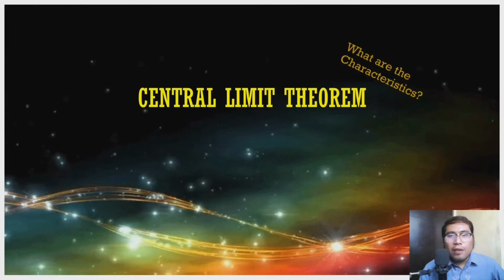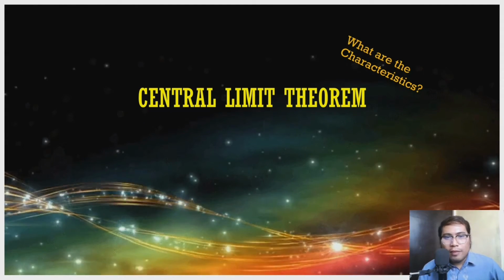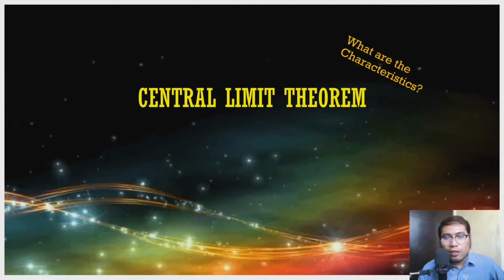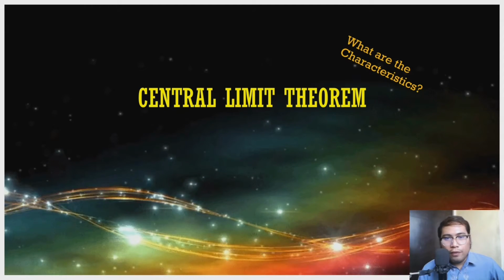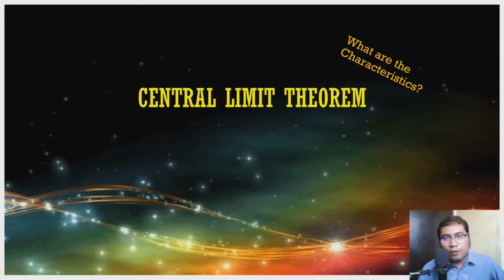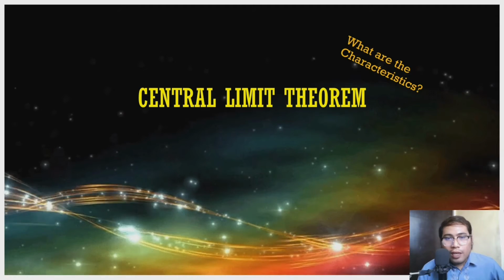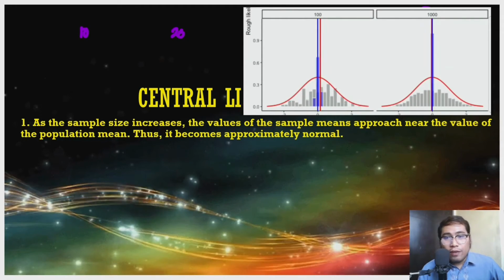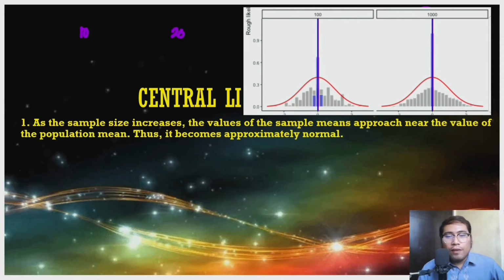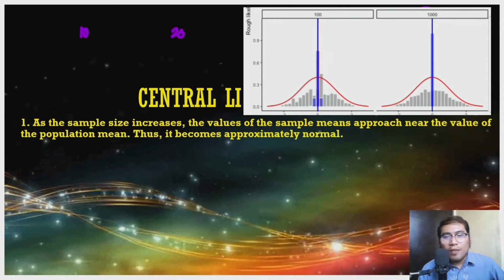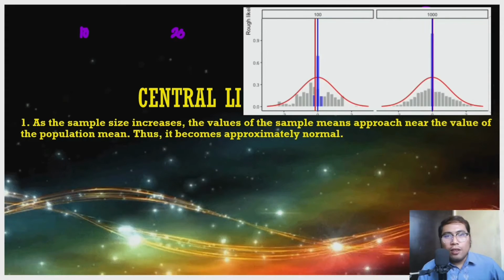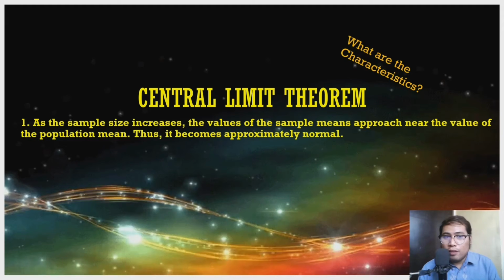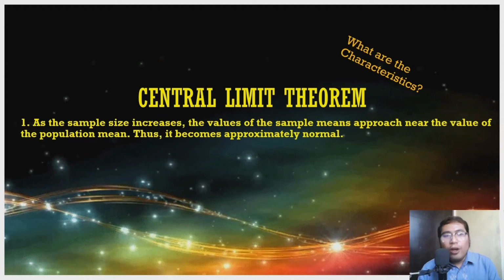Another question, what are the characteristics of central limit theorem? Actually, the processing questions that we have answered and checked from the activity number 4 will tell us what the characteristics of the central limit theorem are. So let us identify those. Number 1, as the sample size increases, the values of the sample means approach near the value of the population mean. Thus, it becomes approximately normal. So as soon as the sample size increases, it approaches the population mean. That is why it becomes more normal.